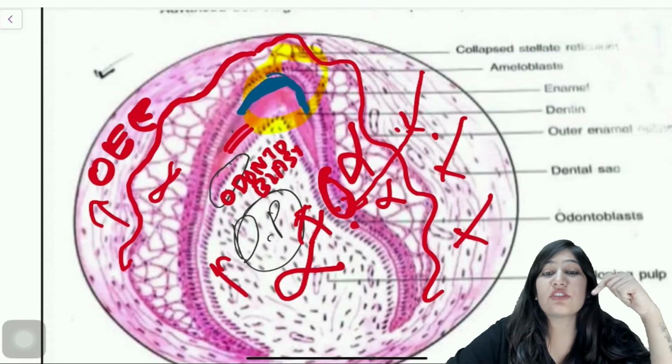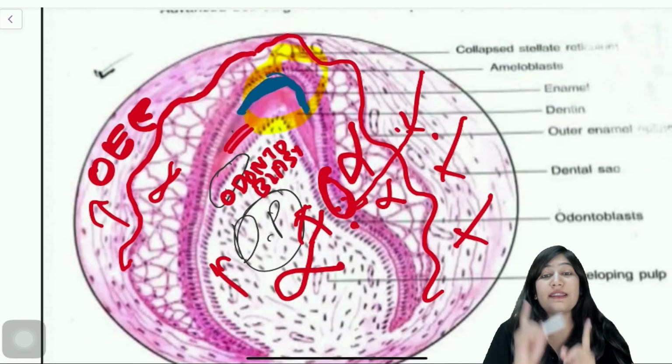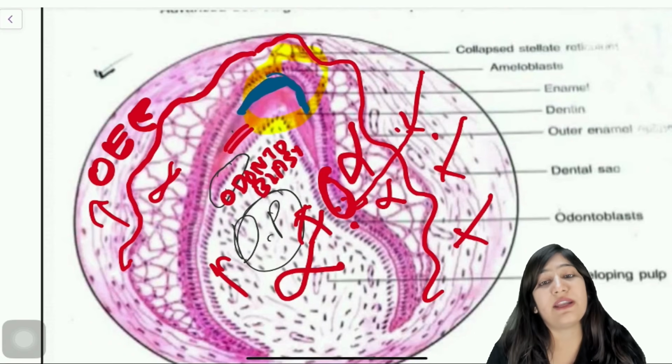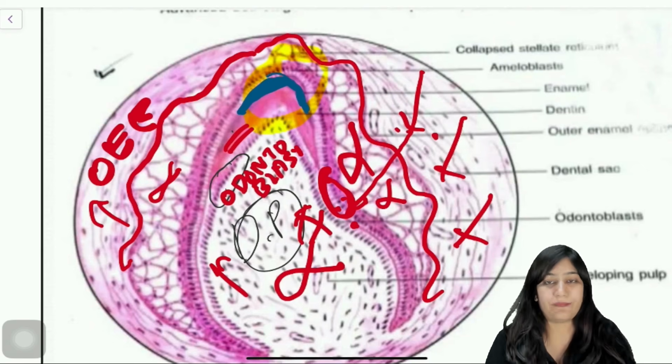And this process of enamel and dentine formation is known as reciprocal induction, as the formation of enamel and dentine is interdependent. It is not independent. Both require each other's support for their formation.